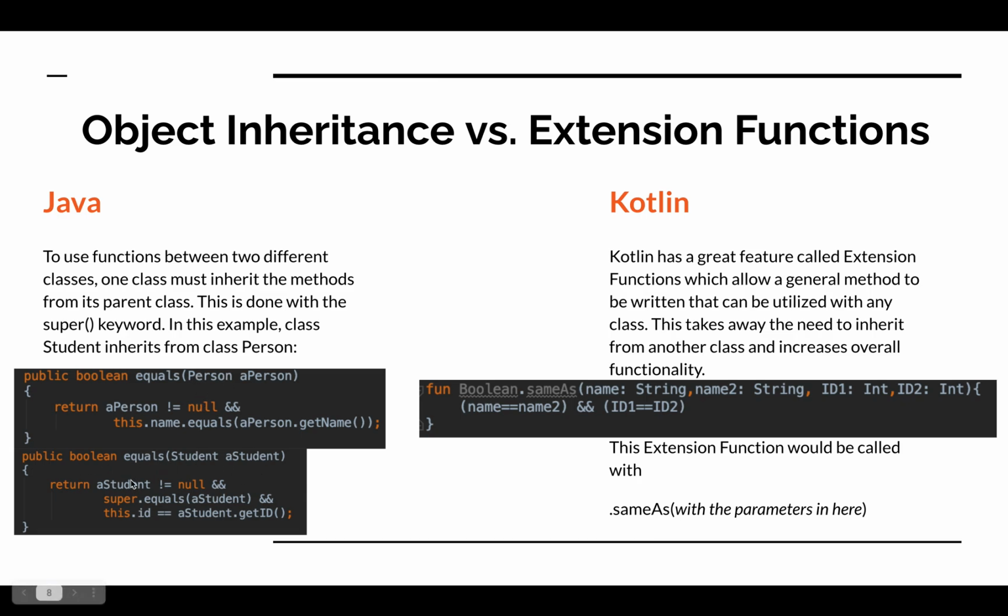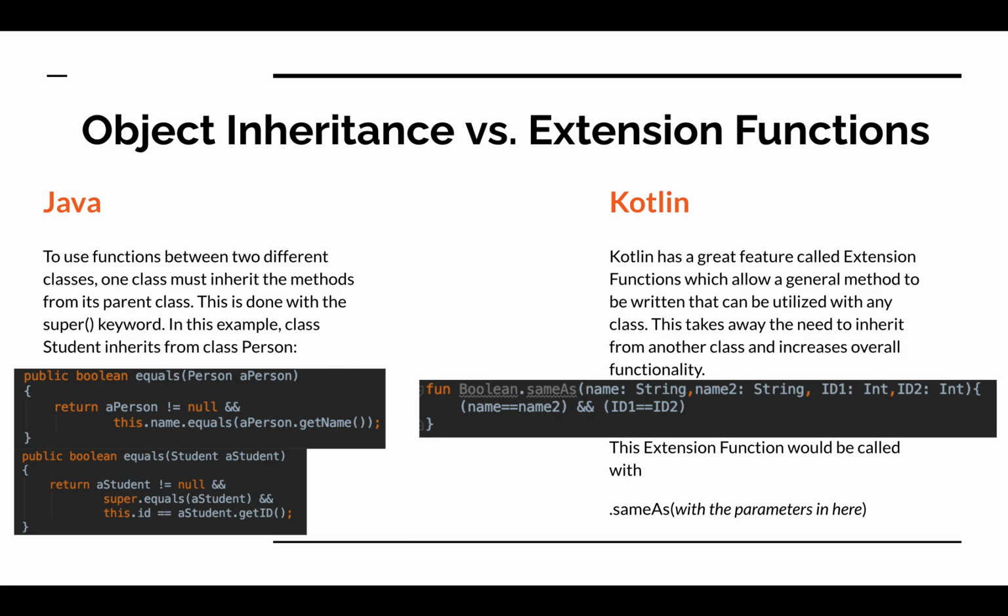The method that we're comparing here is the equals method to see if two person or student objects are directly equal to one another, and it will return true or false. Kotlin makes it a lot easier with this feature called extension functions.